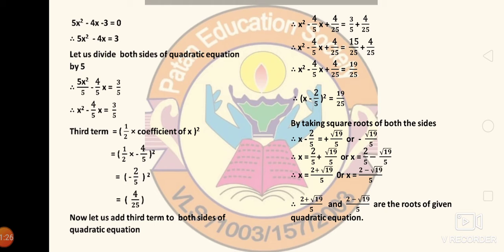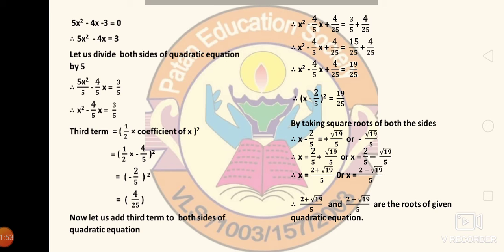Now see, 5x square by 5, the 5 will get cancelled. Simply it will remain x square minus 4 by 5 x, and then 3 upon 5 will also remain as it is. Now if you see the coefficient of x square, after dividing by 5 definitely it has become 1. So directly we can start the steps we followed in the previous example.